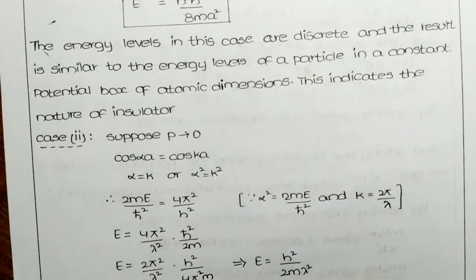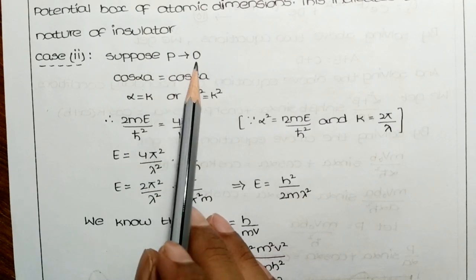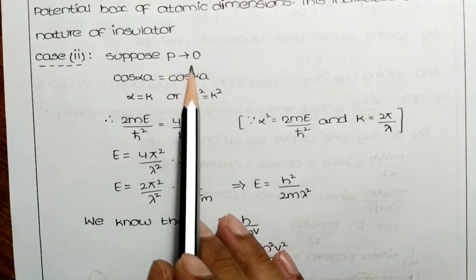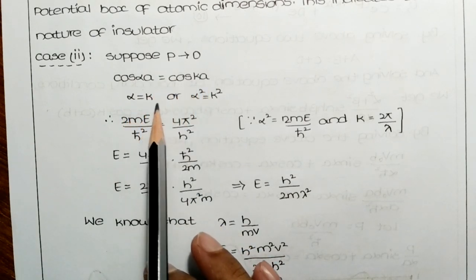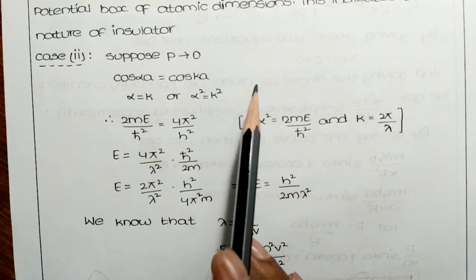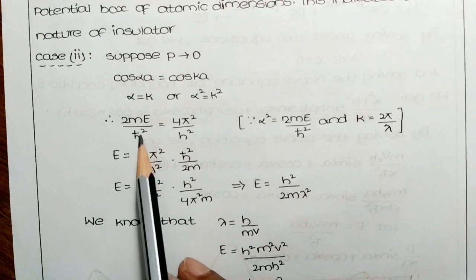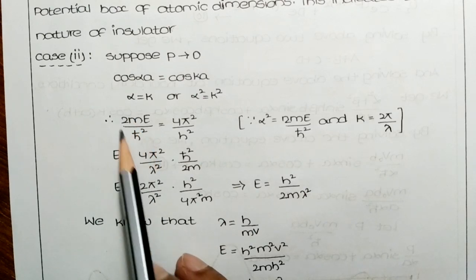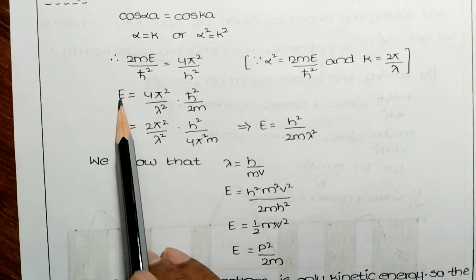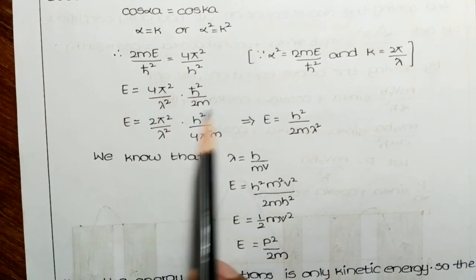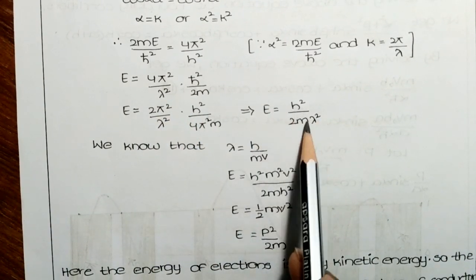Then case 2. Suppose P tends to 0. In the previous equation, you put 0. Then cos alpha a is equal to cos Ka. Then alpha is equal to K, or alpha square is equal to K square, squaring both sides. Then again I equate with alpha square from equation 3, that is 2 mu E by h cross square, and K is 2 pi by lambda, giving 4 pi square. Then E is equal to this equation. By solving this equation, we get it like this.